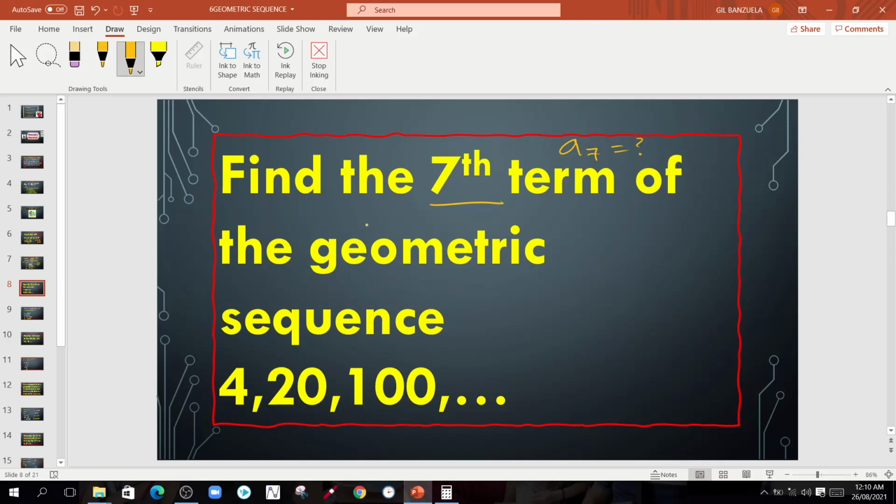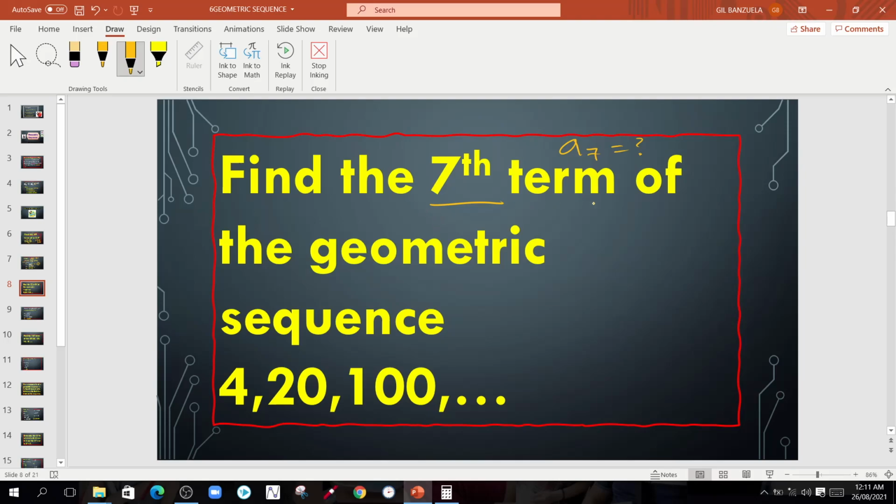So again, this is a word problem. So ang basic skill na kailangan natin, reading, no? We have to read it. We have to read the problem. And of course, we have to understand. Reading alone can't stand. So reading with comprehension. That would be better. Okay?